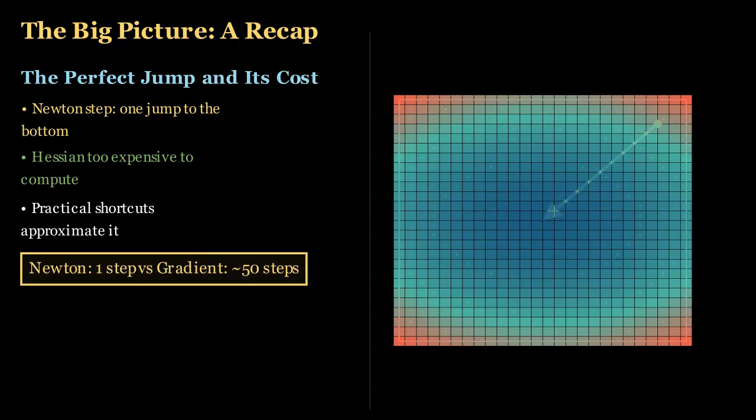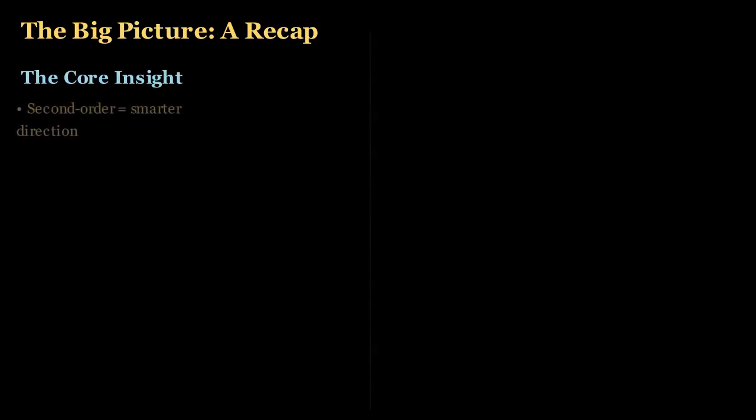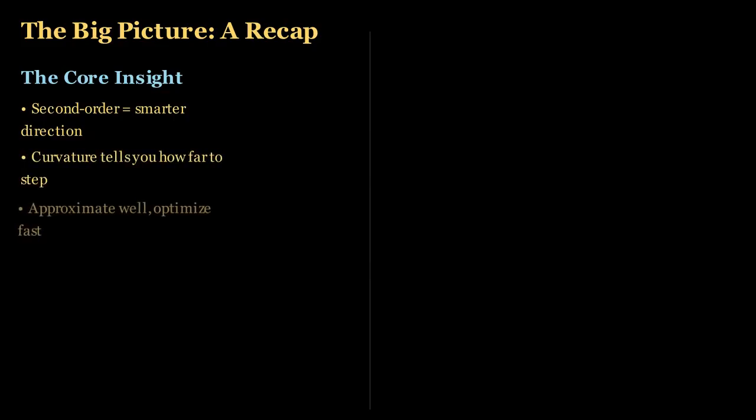Here's the one-sentence takeaway. Second-order optimization uses curvature to choose both a smarter direction and a smarter step size, and the art is approximating that curvature cheaply enough to make it practical.